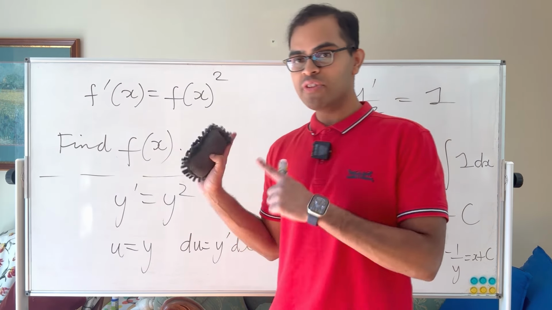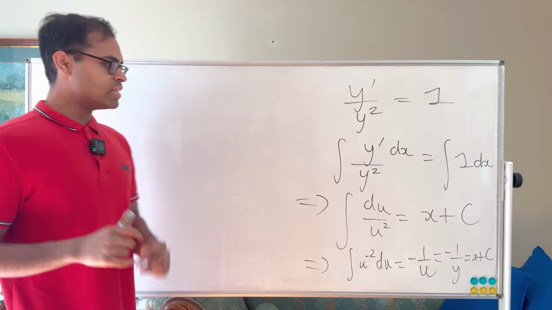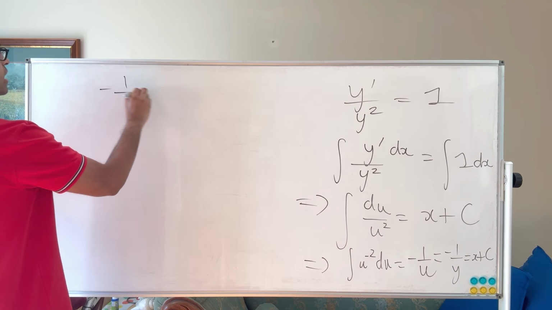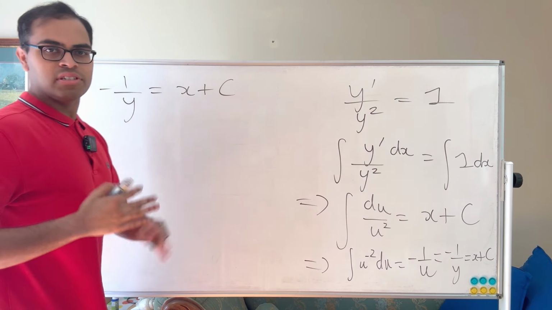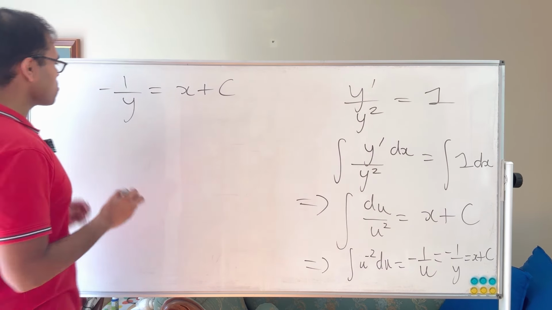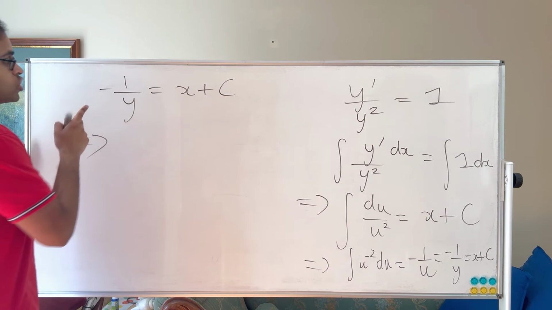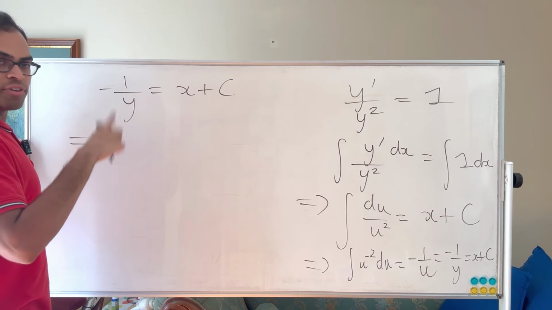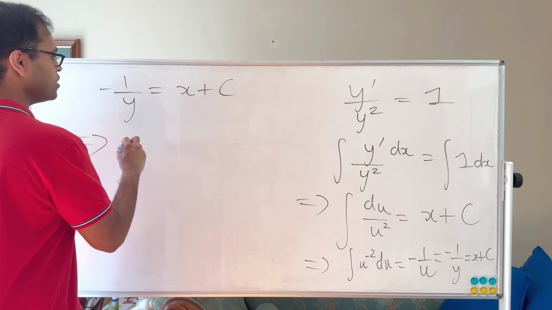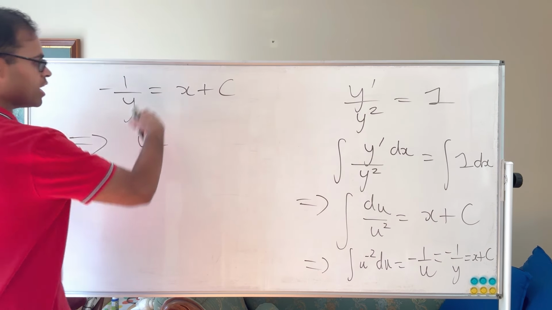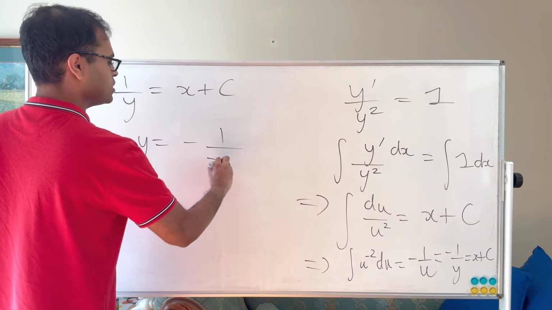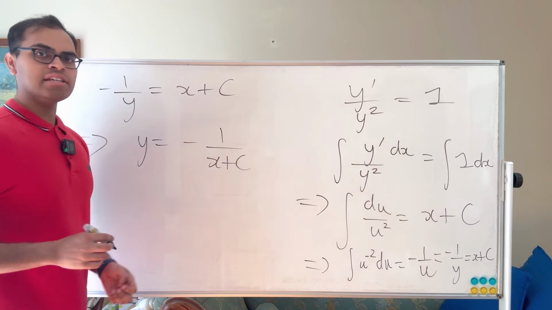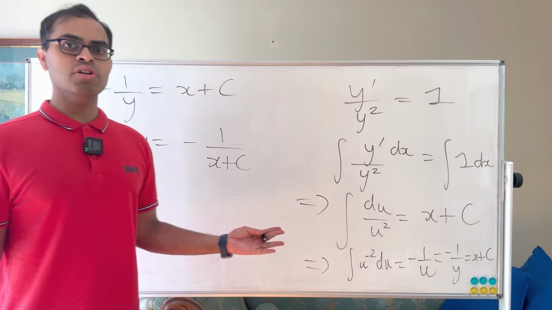So we've got minus 1 over y equals x plus c. We've undone everything and found out what y is from our original equation. Now we take the reciprocal on both sides, so y equals minus 1 over x plus c. Pretty cool, right? That's our function whose derivative is equal to its square.